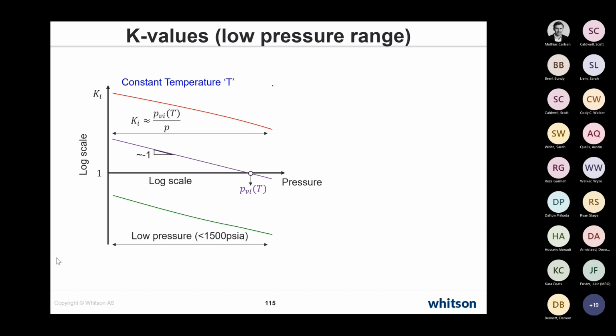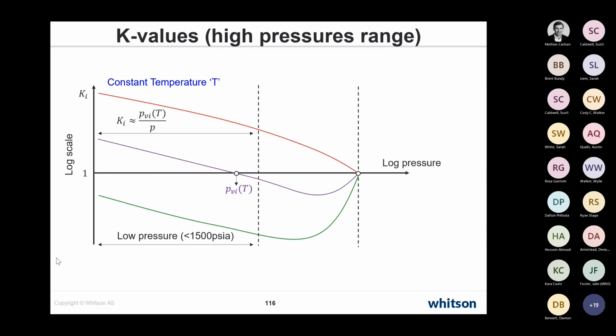But where it becomes complex to model, and where these equation of state models become really important, is in this higher pressure region right here. Typically higher than 1500 psi, we'll see these values turn non-monotonic, and they will actually converge at what's called the convergence pressure, and that's where all the K values for all the components are equal to 1.